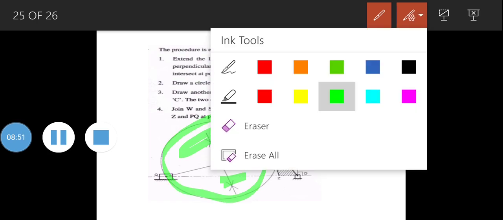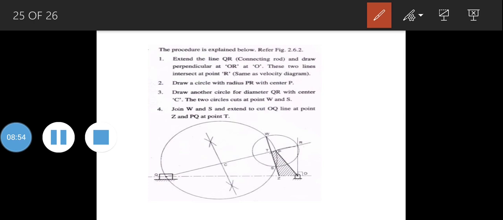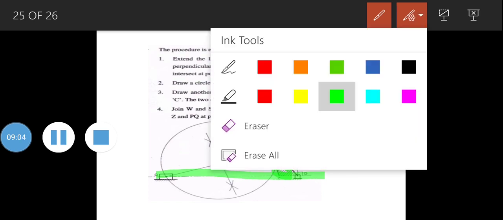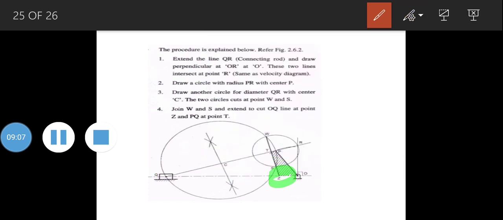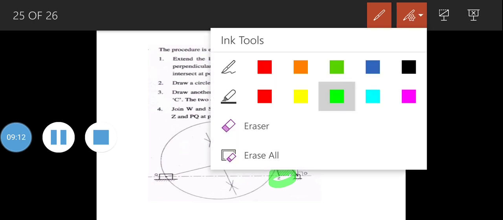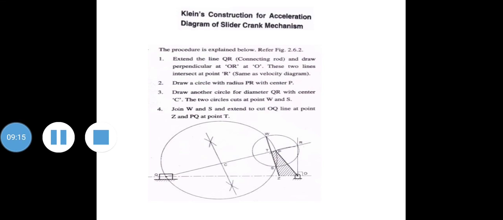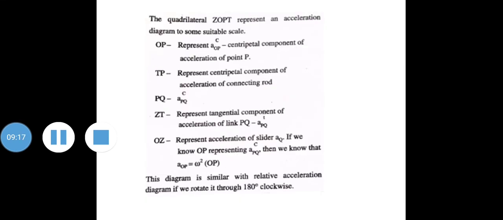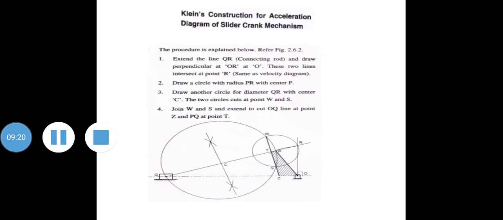Then the last step is we have to join W and S, that is the points of intersection of these two circles, and we have to extend it downward, so that on this line we will get Z point, and on PQ we will get T point, that is this point. What we conclude over here is that we are getting a quadrilateral, that is this one. We can see the quadrilateral which is present over here in shaded form.